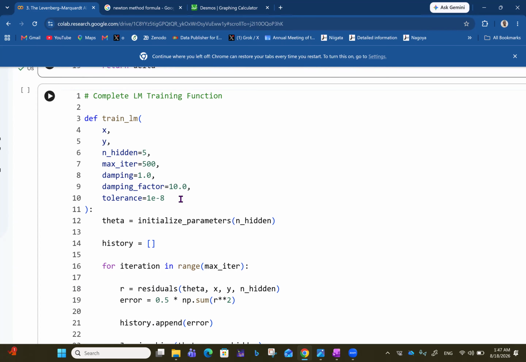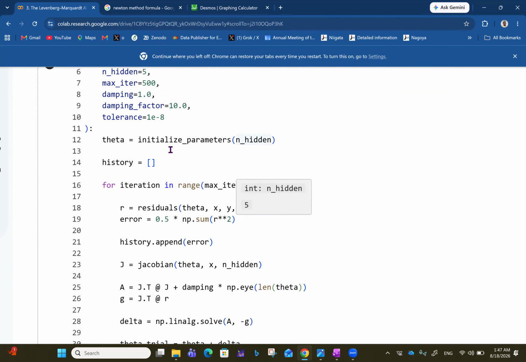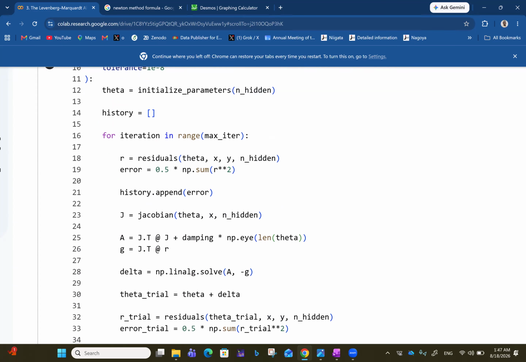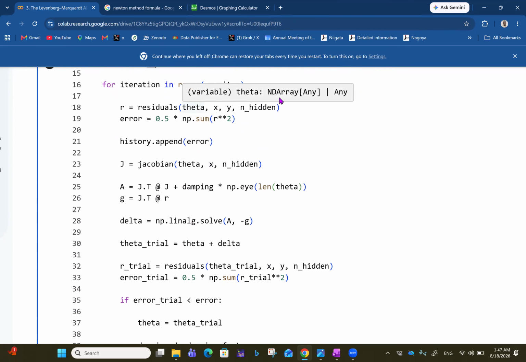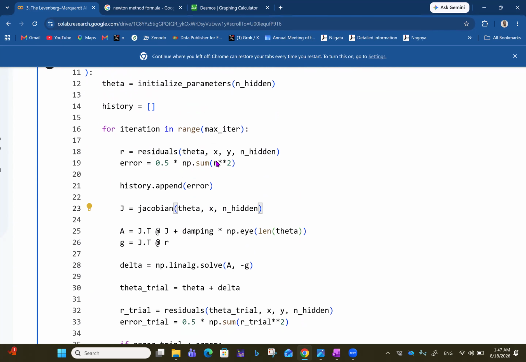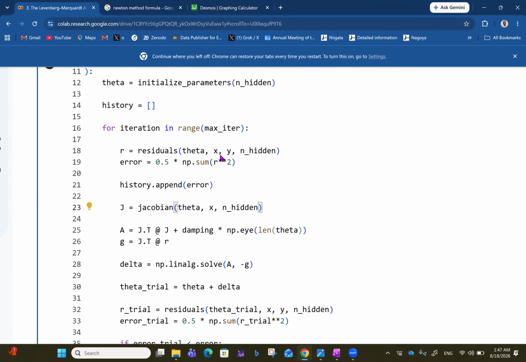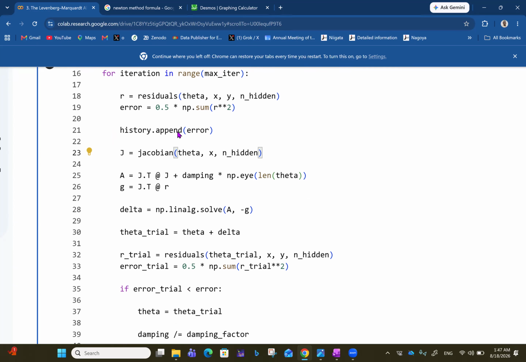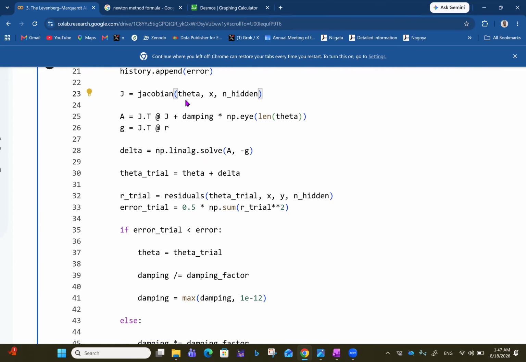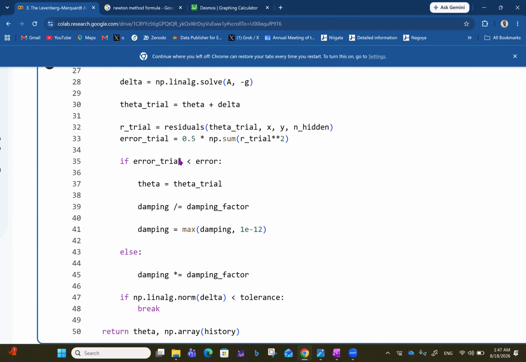That tolerance tells us at what point we get to stop. You have theta, initialize the parameters with the hidden layers. The history, this is some initialization. So for iteration in the range of the maximum iterations, from 0 to 500 as specified, r is residuals, taking theta, x, y, and the hidden. Then error is 0.5 times the sum of r squared. Then you have history dot append, so you keep updating the error. Then you have the Jacobian. So you keep solving this. If the trial error is less than the error, theta is theta trial.